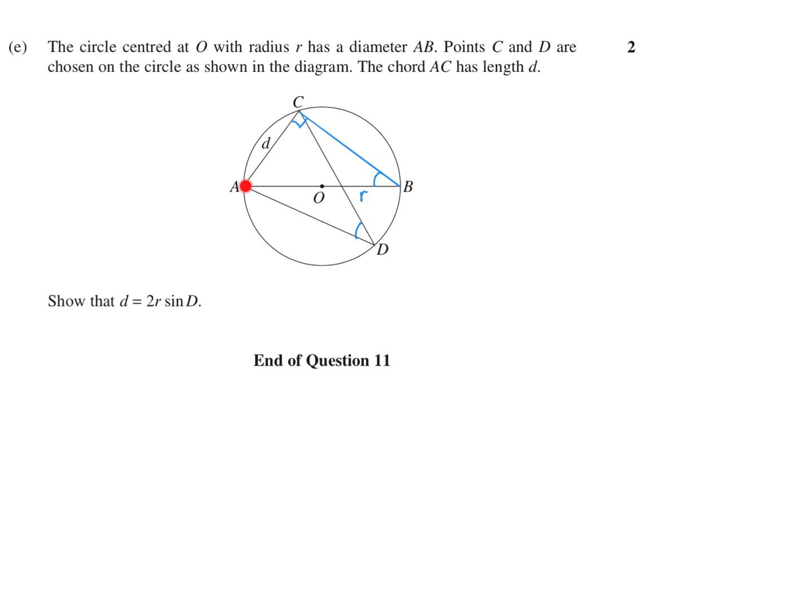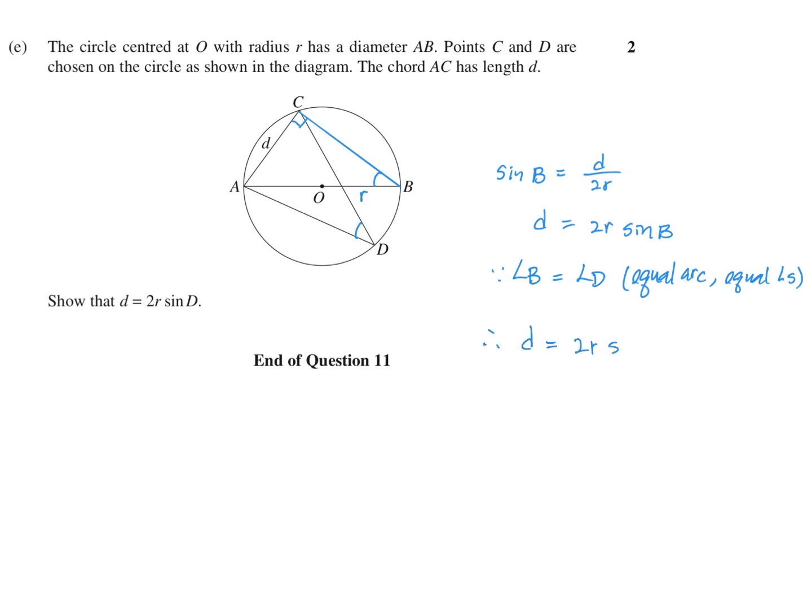Let's now take a look at this triangle ACB. Right angle. Sine of angle B should equal AC over AB. Therefore, we can write down sine B is actually equal to d over AB. It is a diameter, which is 2R. Therefore, d is actually equal to 2R sine B. But we also know that angle B should be equal to angle D because they are angles from the same arc AC. AC subtends angle B, and it also subtends angle D. So the reason is equal arc, equal angle. Therefore, we can conclude that d is actually equal to 2R sine D.